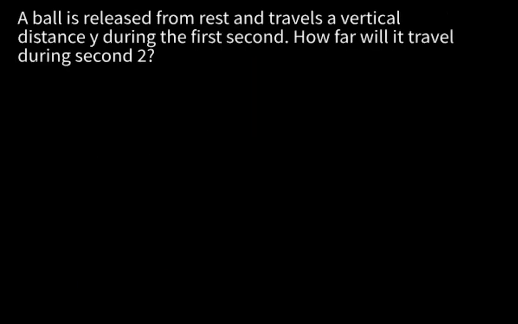The ball is released from rest and travels a vertical distance y during the first second. How far will it travel during second 2? So this is a bit of a trickier problem, and to solve it, we are going to take the distance it's going to travel during both seconds, so change in y for 2 seconds, minus the change in y for second 1, and that will give us the change in y just during second 2. Alright, so we want to figure out how far is it going to travel during both seconds, and that is going to be our change in y2.